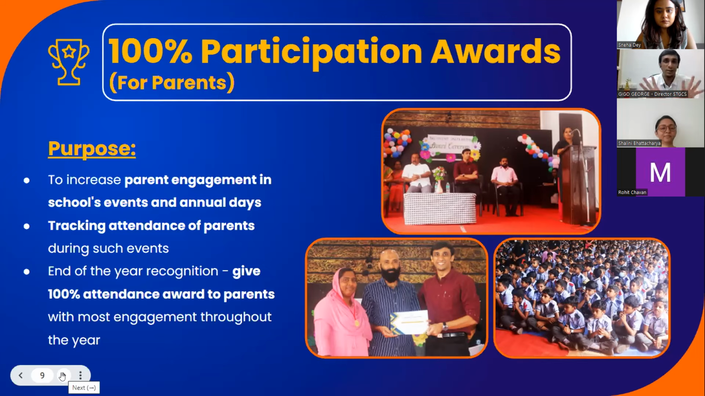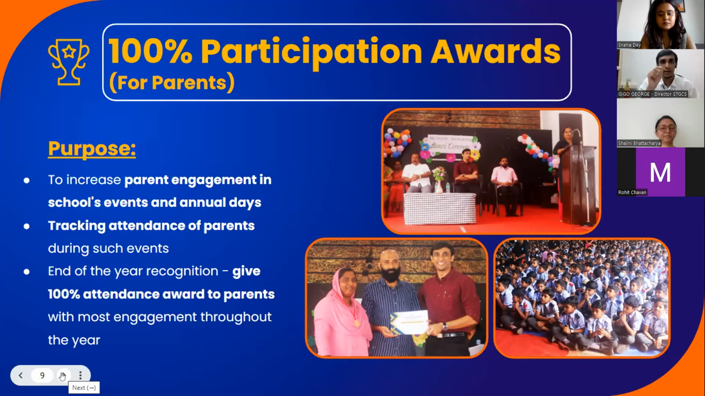We don't expect it to be 50. Our target is always 100%. We want 100% of our parents to come. If you want 100% of parents to come, we need to appreciate them also. So this is the way in which we appreciate the parents who attend 100% of the events happening in a school. There will be a lot of events for the children, but we expect parents to come for 5, 6, 7, 8, maximum 10 events in an entire academic year.